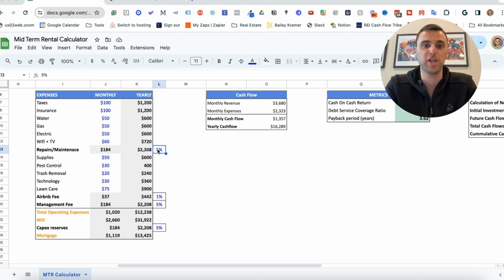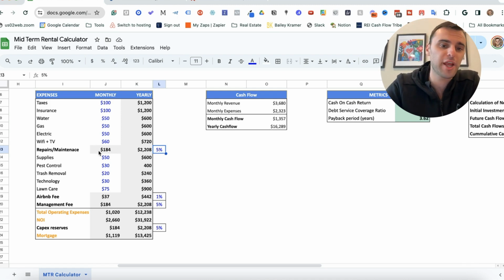Of course, this is going to change if the property needs a lot of work up front. If it doesn't need a lot of work up front, this is going to be up to you, but 5% is a pretty nice number to say, okay, $184 per month is going to go straight towards maintenance.